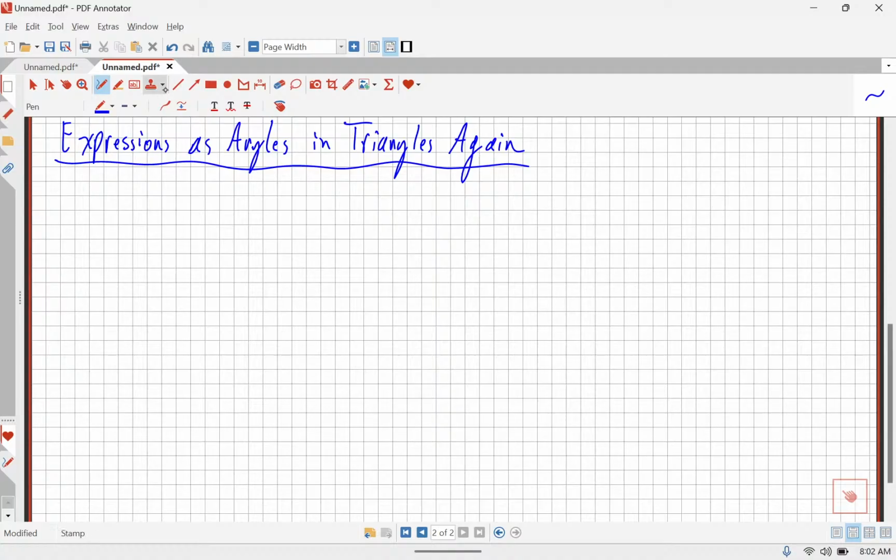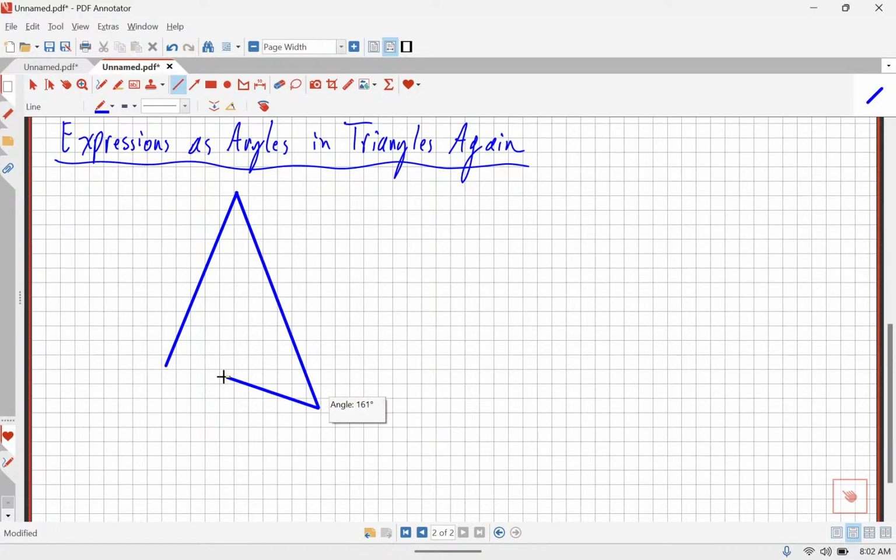Anyway, guys, you might already have this in your notes. If you already have this in your notes, you don't have to write it again. But if you don't have this in your notes, let's go ahead and write this guy. Last time we ended with this problem.